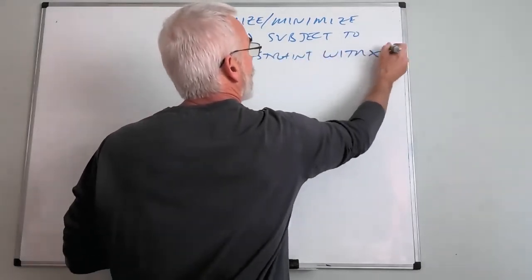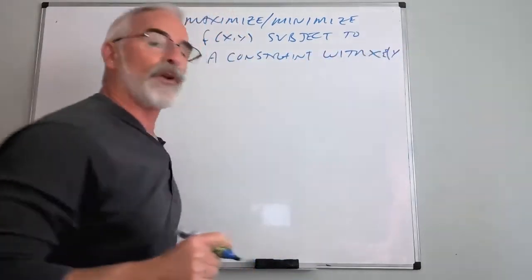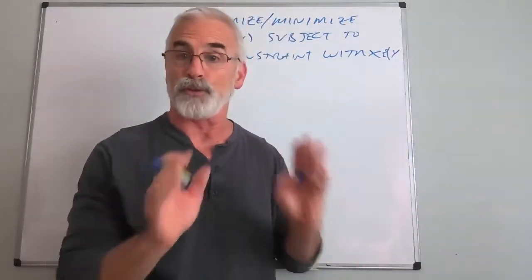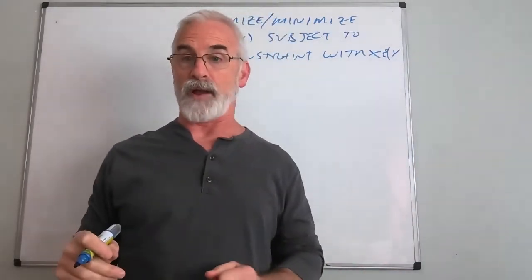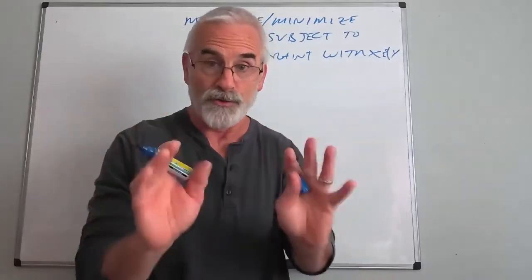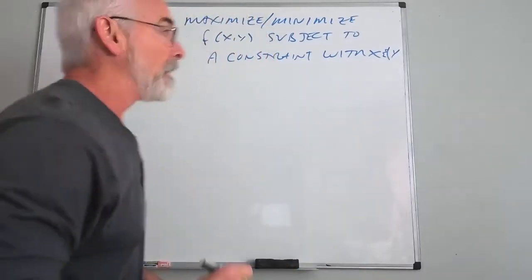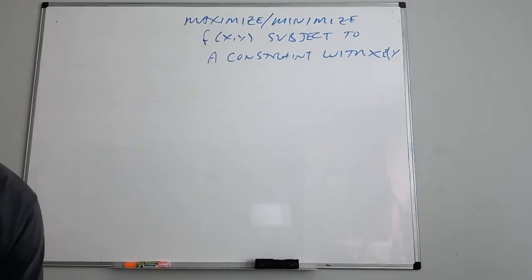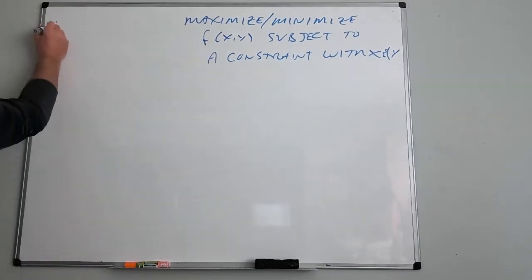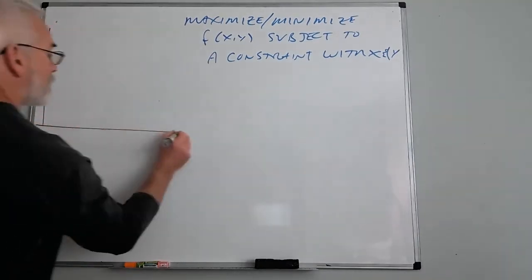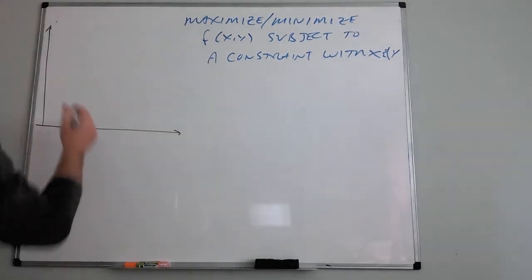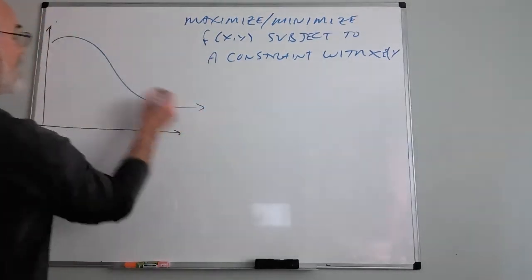with x and y. Now, the constraint might be that I have a line, I have a circle, I have some two-dimensional shape on the xy plane. That's my constraint. We're doing this right now with only 2 variables. Okay, so the picture will look like this. First of all, I'm going to draw my constraint. My constraint will be this.